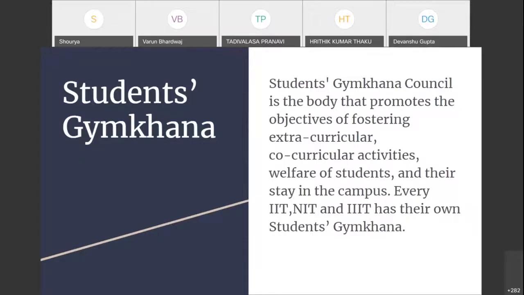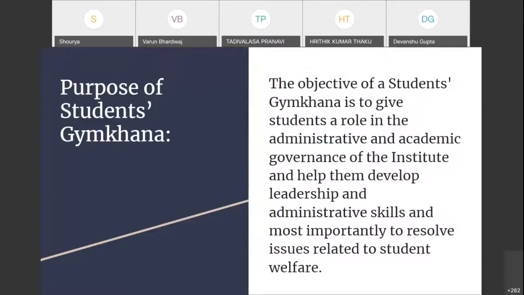Student Gymkhana Council is a body that promotes the objective of fostering extracurricular and co-curricular activities, the welfare of students, and their stay on campus. Every IIT, NIT, and every other government and private college has its own Student Gymkhana, which looks after these things. So what is the purpose and agenda of Student Gymkhana?